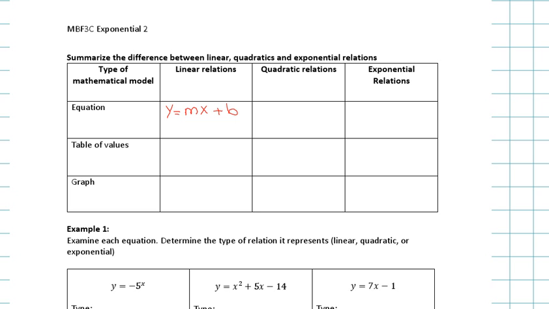To prove that it's a linear equation using a table of values, what would be constant? The first difference. Using a table of values, your first difference is going to be constant. That means it's linear. And how will the graph look? It's a straight line. You're going up, going down, it's a straight line.